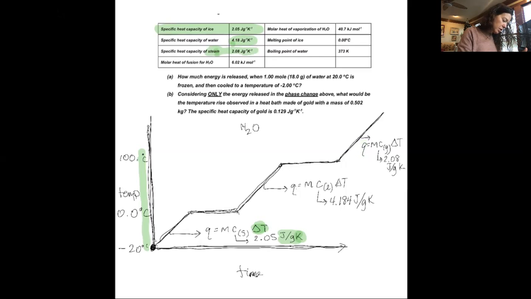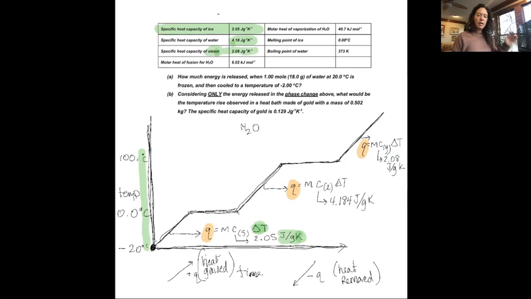Let me go ahead and change my color here. You're solving for Q, that is heat. If you are heating up, you will have a positive Q, right? If you are cooling down, you will have a negative Q because you will have heat removed, all right? It's important that you just realize that. Signs are very important here. Heat gained, right? Positives and negatives are very important in these units about heat.